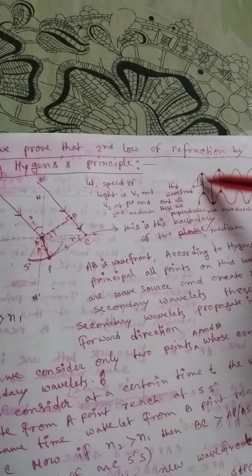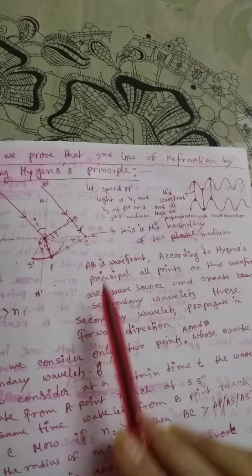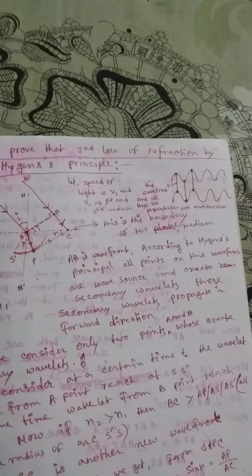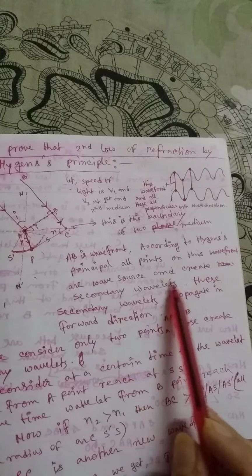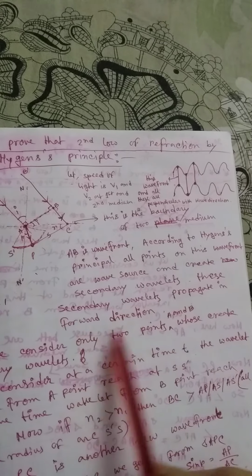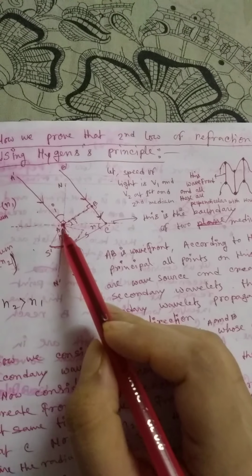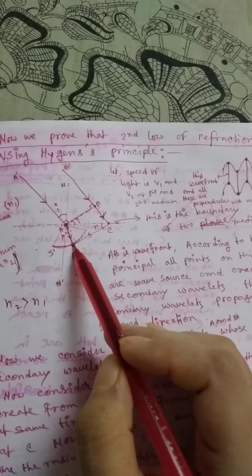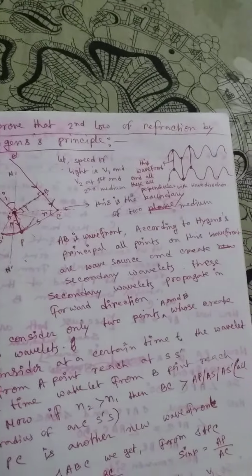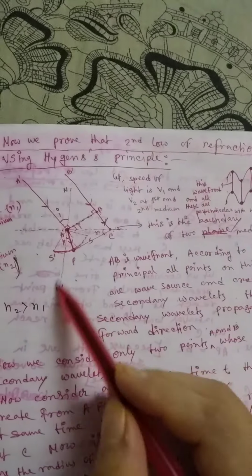So these are the plane wavefronts. Okay, so AB is the wavefront. According to Huygens principle, all points on these wavefronts are wave sources and create secondary wavelets. These secondary wavelets propagate in the forward direction. So secondary wavelets generated from the A point propagate along this direction, and after t time they reach here, that means at S dashed.